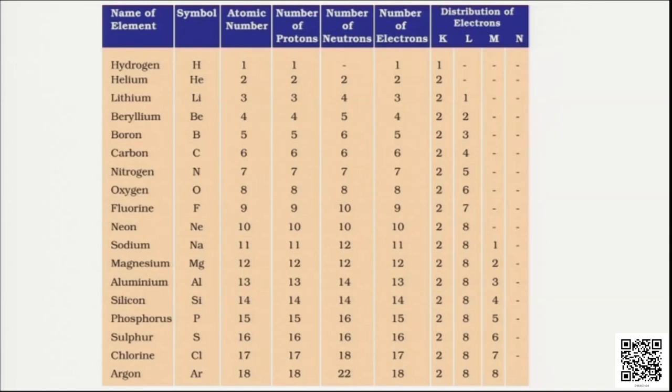So dear students, let's have a look at a table where we have a list of elements and their distribution of electrons. This table is also given in your NCERT textbook. Refer to it for all those elements that we have not discussed here. Here you can see argon, chlorine, sulfur, phosphorus, silicon, aluminium and the rest, 18 elements in this table. This can help you understand how electrons are distributed for different elements.